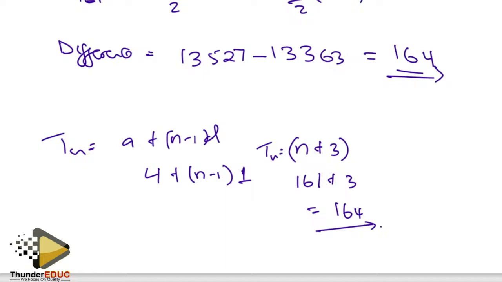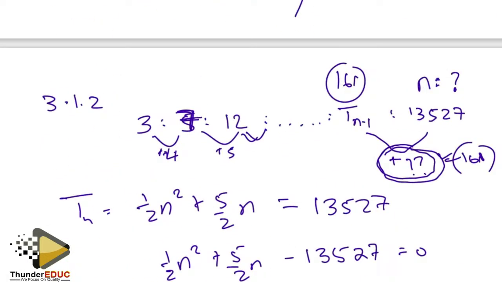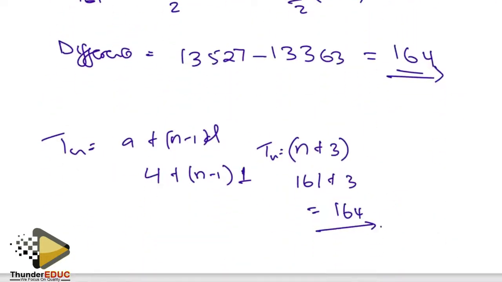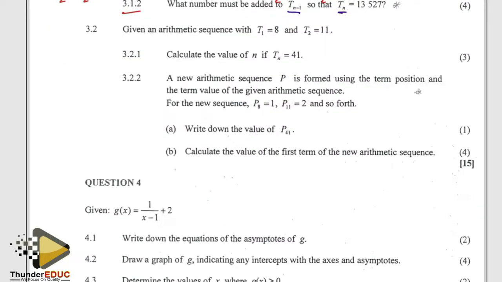So for as long as we get the position of the 13527, the rest is just an application. So that is 3.1.2.